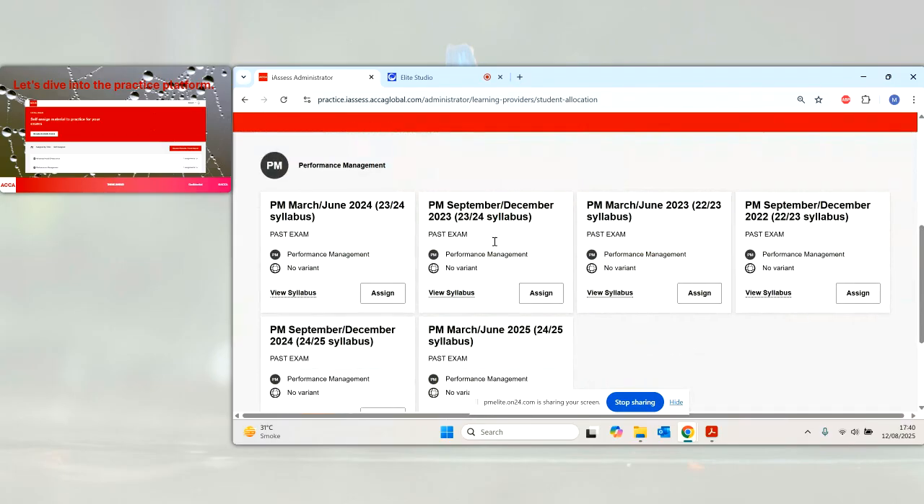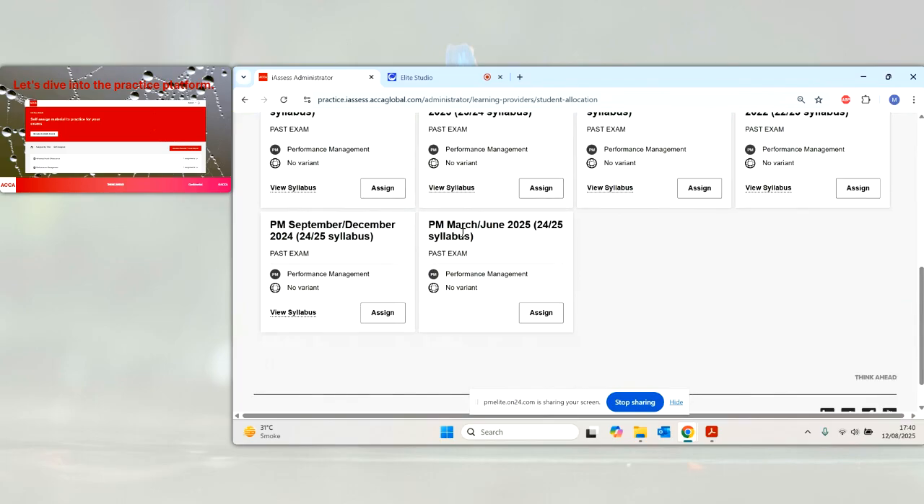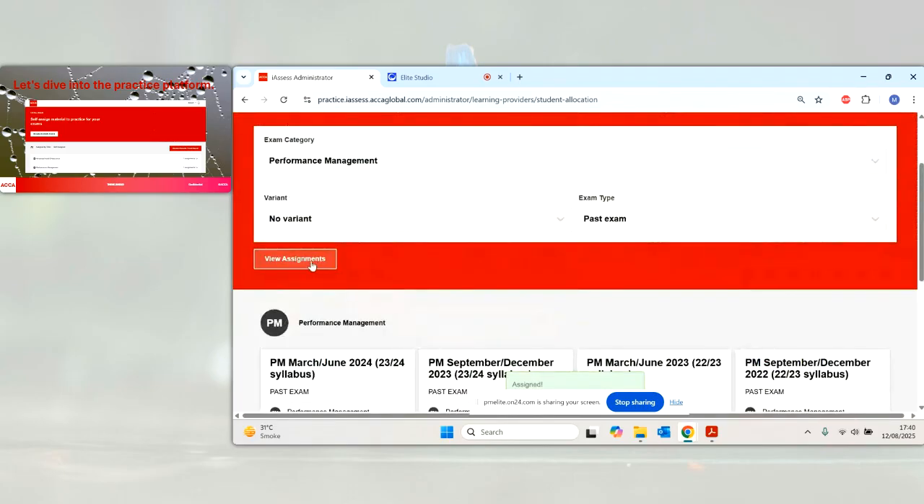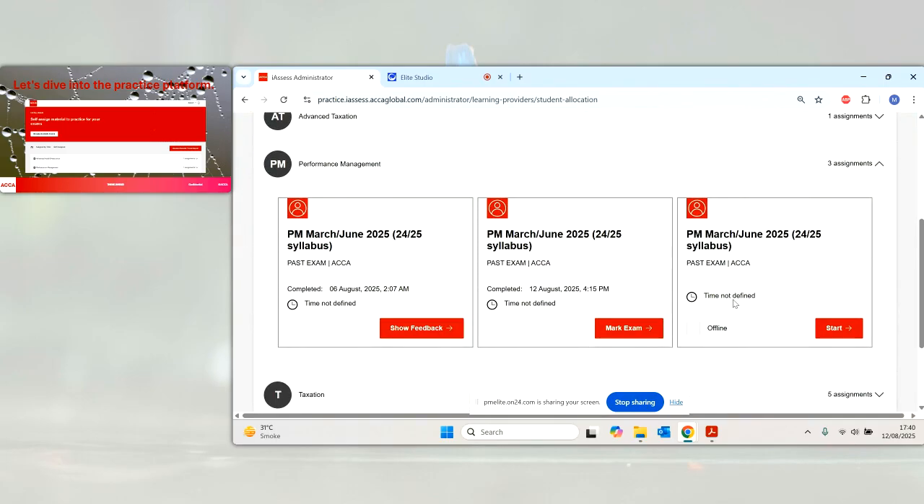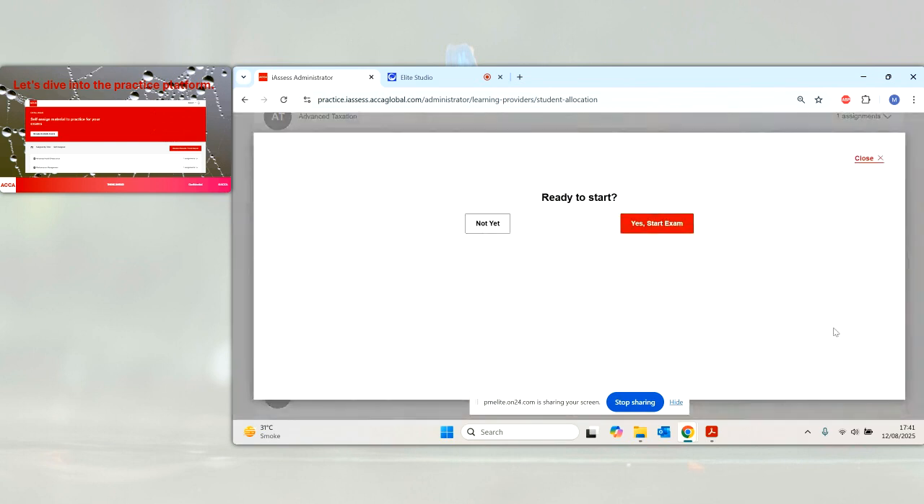And in the past exam, these are all the past exam questions that are now available to you on the practice platform. Since we are focusing on the examiner's report that relates to the March-June 2025 exam attempt, I'm simply going to assign it to myself. Now, as soon as I've done that, I can go back to my assignments, and here we go. I've assigned this particular set to myself 3 times, because when I assign it for the first time, I'm obviously able to start the exam.